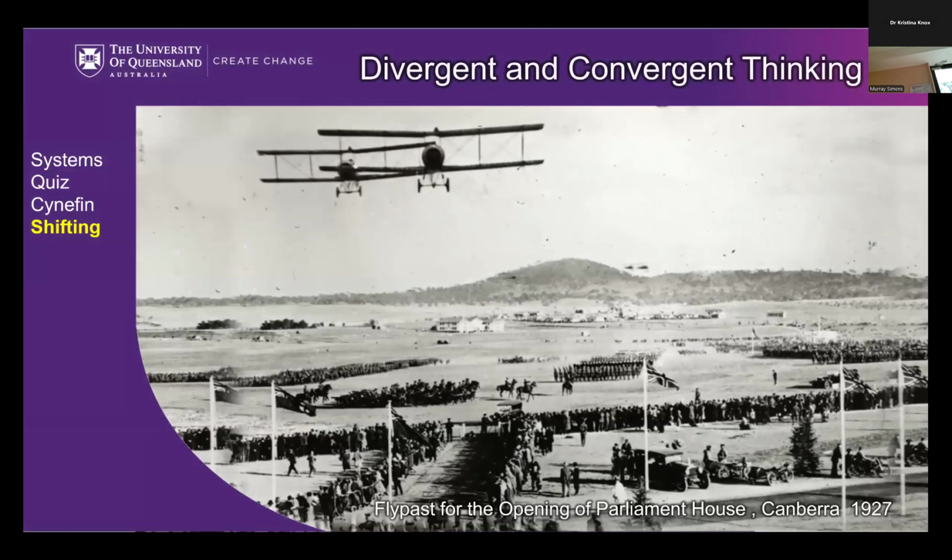All right, let me tell you about divergent convergent. Divergent is when we explore and we look at things from a different perspective. Here we have a nice photo of Canberra, because that's where I live, across the lake.